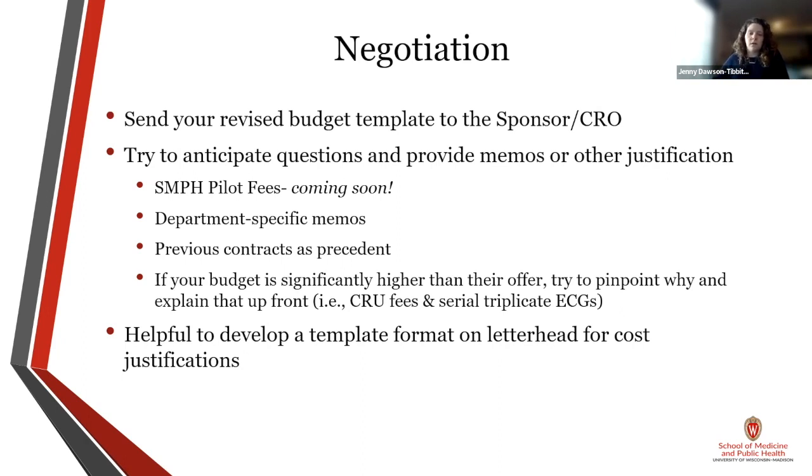Sometimes we use previous contracts. Sometimes we don't do that right up front, but later if we're having problems, we may try to pull a previous contract. And then sometimes it helps if we're really high, way higher than them, we try to figure out why. And usually for cancer trials, it's something to do with CRU fees or lots of PKs or serial triplicate ECGs, because those triplicate ECGs are charged as 3 separate ones. And if you have 6 sets of 3, that's 18 ECGs, it really drives up the price.